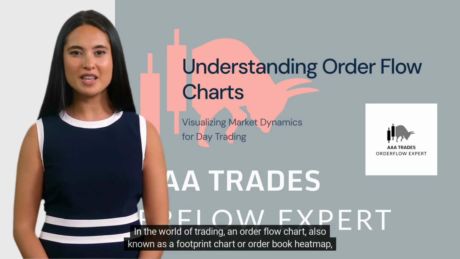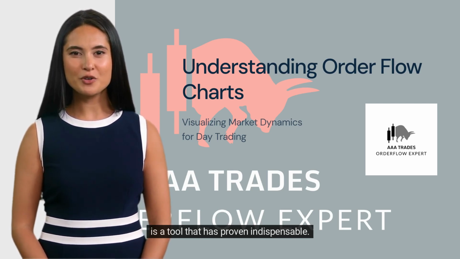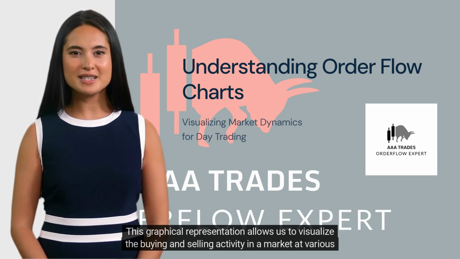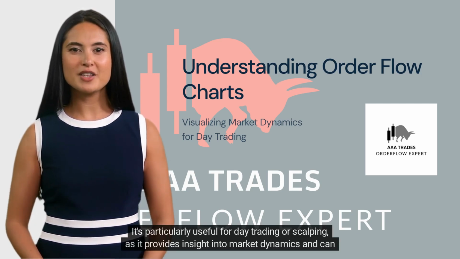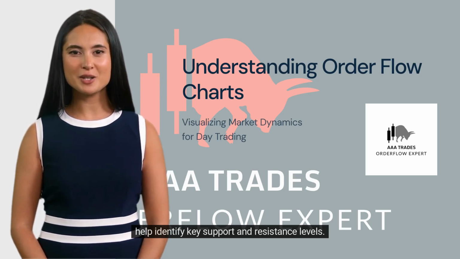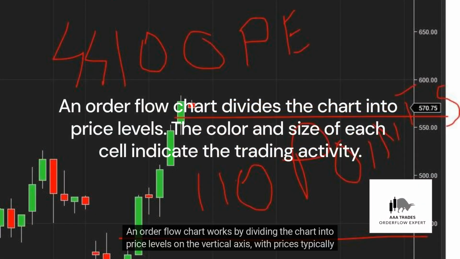In the world of trading, an order flow chart, also known as a footprint chart or order book heat map, is a tool that has proven indispensable. This graphical representation allows us to visualize the buying and selling activity in a market at various price levels over a specified period of time. It's particularly useful for day trading or scalping, as it provides insight into market dynamics and can help identify key support and resistance levels.